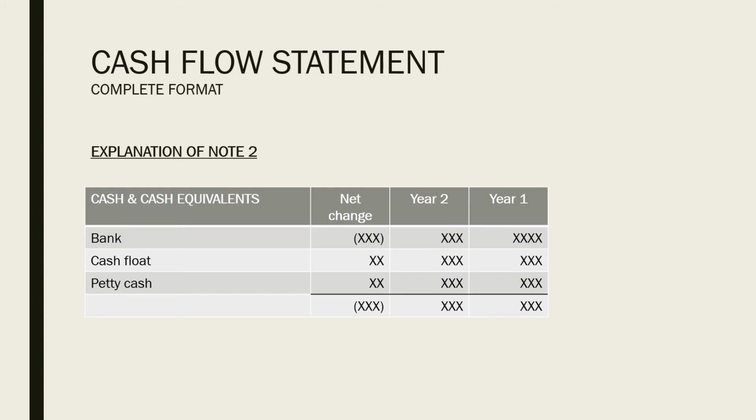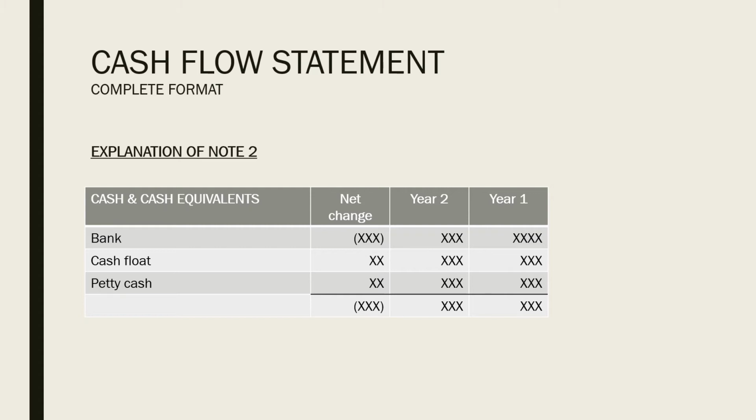If we look at note 2, it gives us the amount of cash and cash equivalents. Obviously there can be different entries here. It depends on what accounts the business is working with. There's always going to be a bank. So if we calculate, what we are looking for is the net change. We have year 1, let's say 2019. We have year 2, let's say 2020.